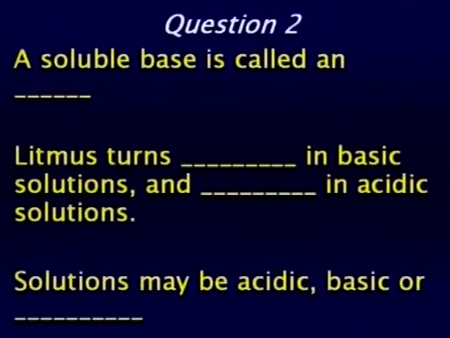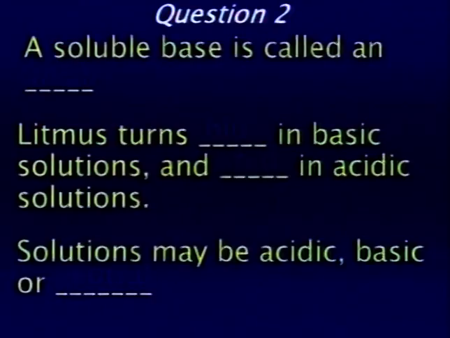Number 2. Those students who have been working on number 2, Rachel, quickly. Soluble bases are called alkalis. Litmus turns blue in basic solution and red in acidic solution. Solution may be acidic, basic, or neutral. Right, let's see if she is correct. Please do your corrections. Thank you, Rachel.